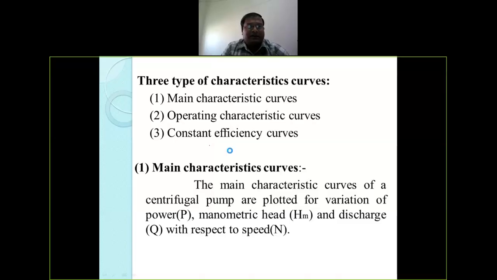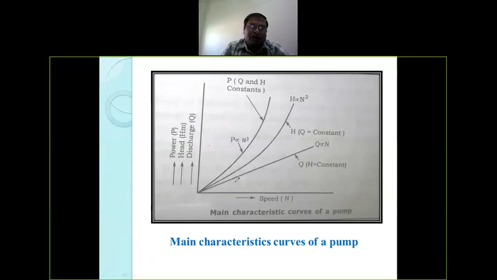You can see the figure. Here I have plotted power, head and discharge against speed, and I am getting these three different main characteristic curves. Here P is proportional to N, keeping Q and H constant. Here H is proportional to N squared, where Q is constant, and here Q is proportional to N, keeping H constant. Based on these characteristic curves, we can judge or predict the performance and behavior of this centrifugal pump.